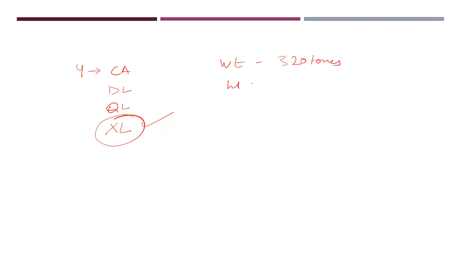For example, ISRO has 4 variants of PSLV, that is CA, DL, QL and XL. For the exam purpose, only XL is important because now we are using more of PSLV XL. If we talk about the weight of PSLV, it is 320 tons. Its height is 44.4 meters.